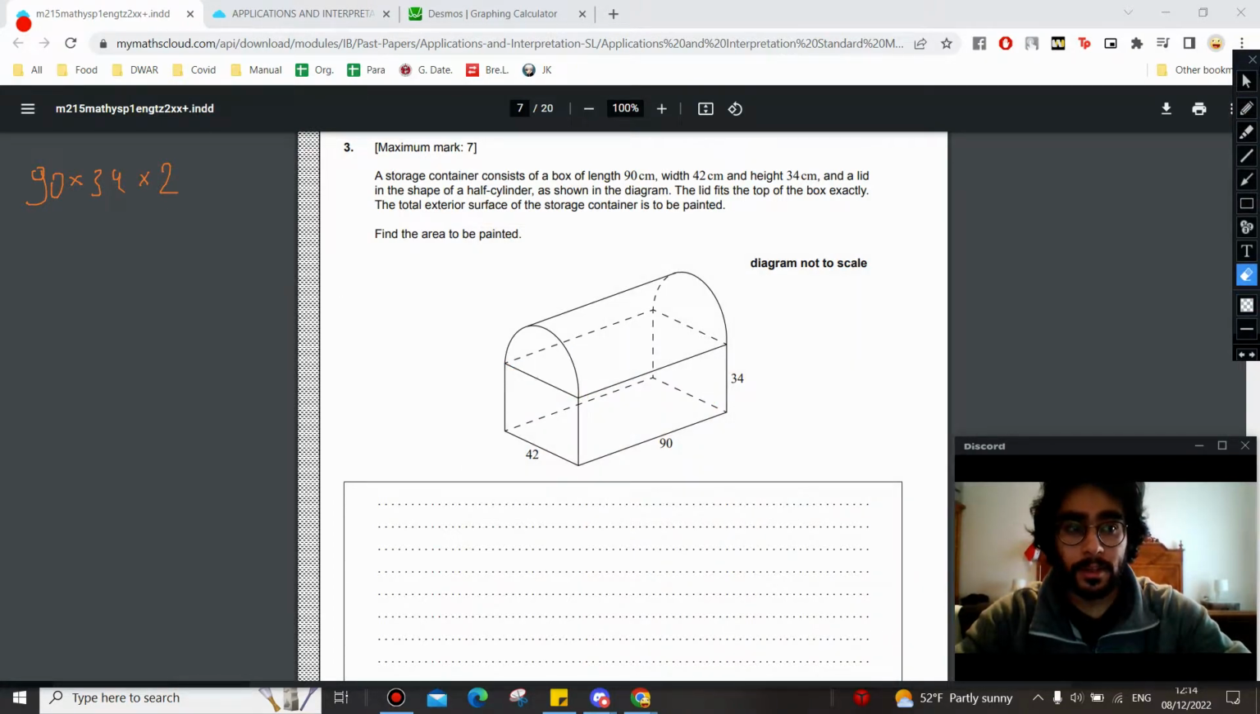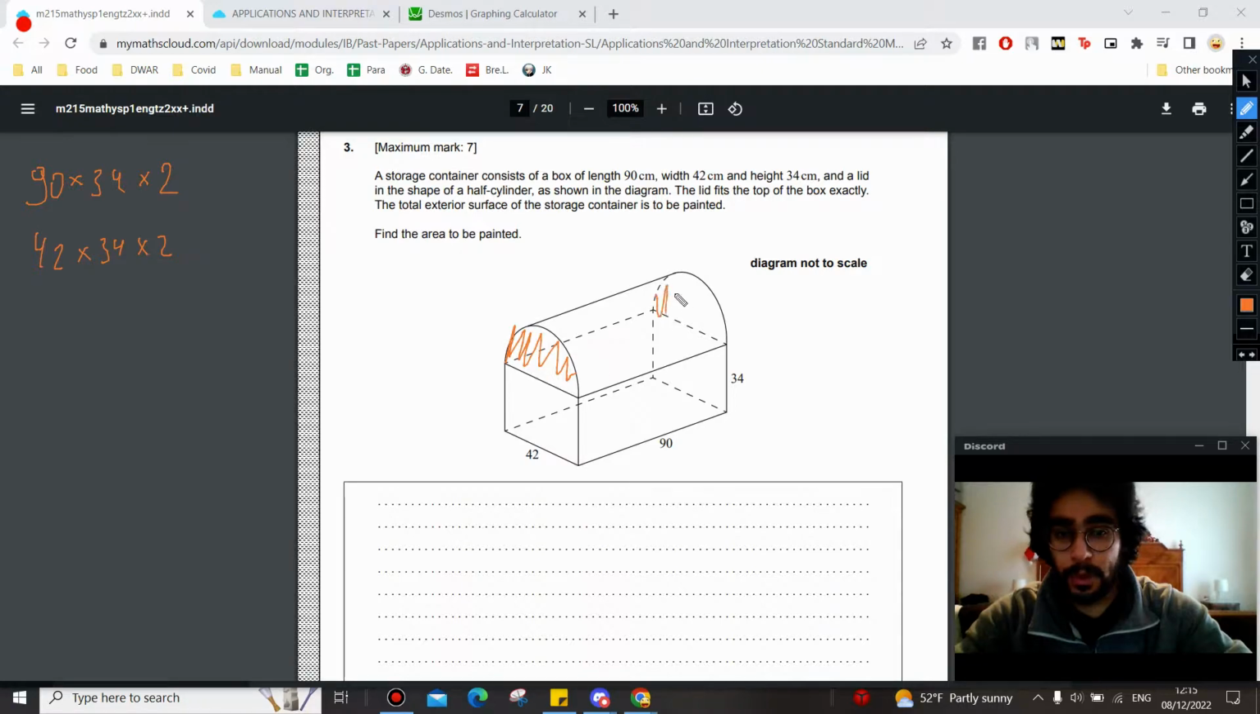We also have the area on the side. So this one, okay, and then this one. Okay, so that will be 42 times 34 times 2 because we have 2 of them. That's also fine. How do we find the area of these half circles?